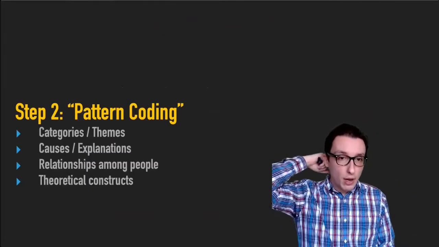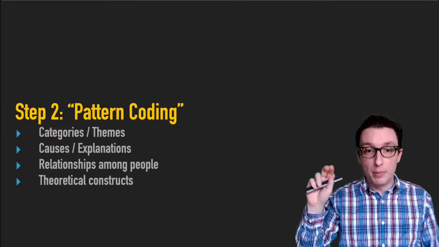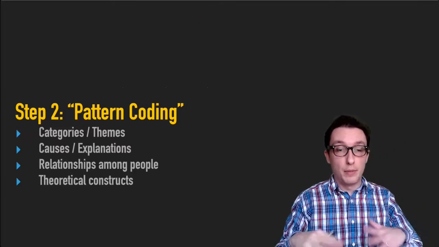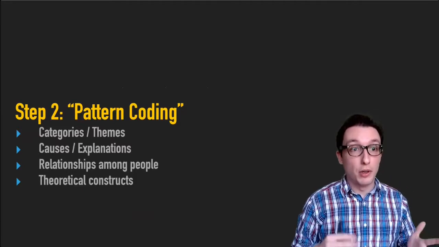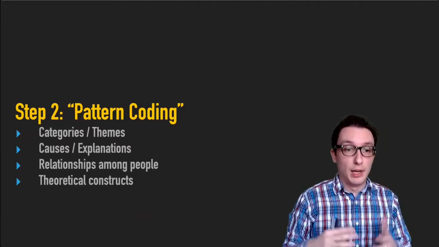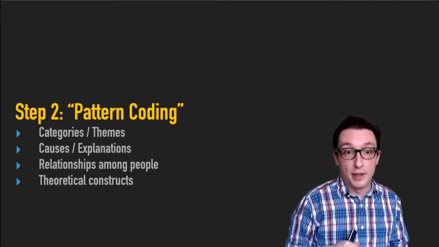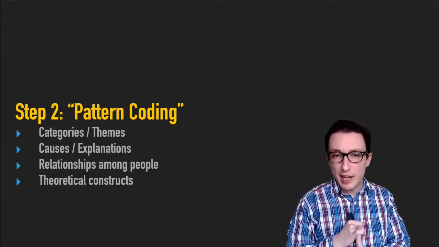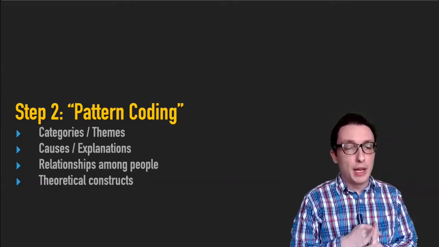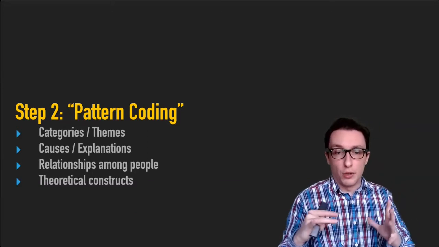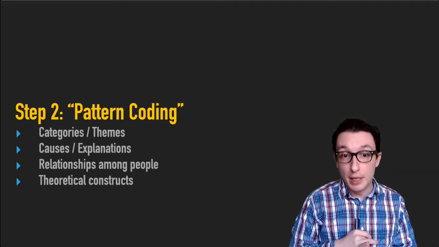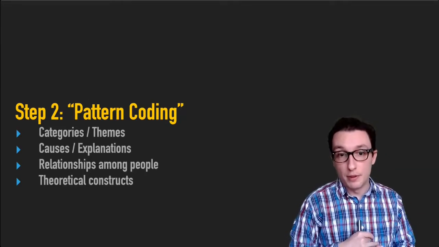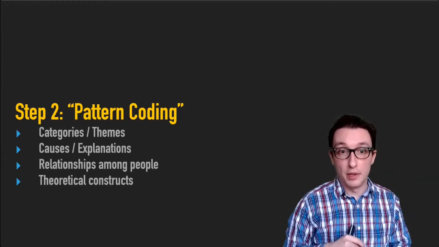All right, so that was step one. That was the easy part. The easy part was creating these abstractions to help you organize this data. So what do you do next? What do you do when you have this? You start to look for patterns in this data. That can mean lots of things. It can mean that you're looking to find themes among these different codes that you've assigned in the first pass.